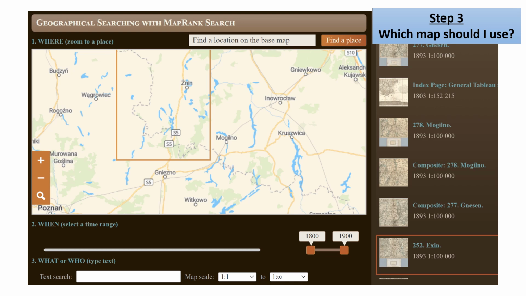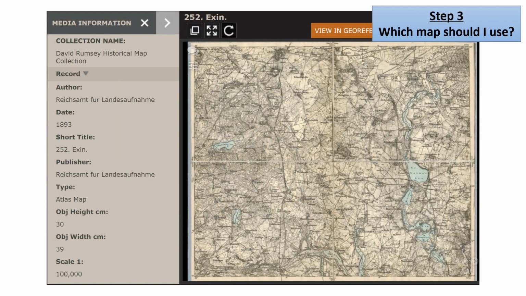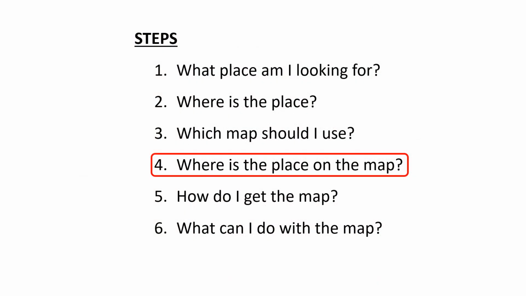Noting that Gonzawa lies between Żnin and Gniezno, let's try the Exen map of 1893, which you can get by clicking on the Exen link in the Instant Search Results. This brings up a map where here we expect to find Gonzawa. Now that we have an old map where we expect to find Gonzawa, our next task is to find this place.